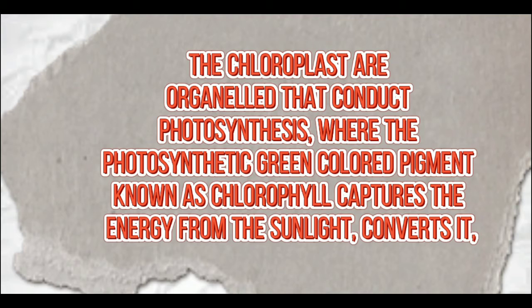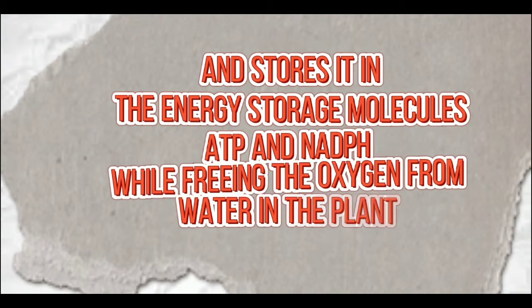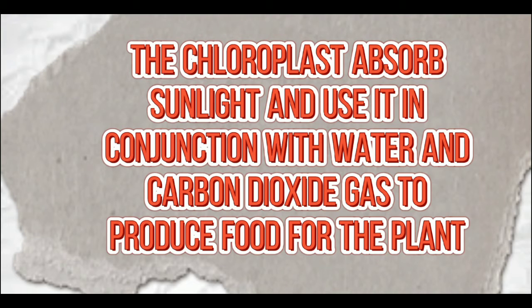The chloroplasts. Chloroplasts are organelles that conduct photosynthesis, where the photosynthetic green-colored pigment, known as chlorophyll, captures the energy from the sunlight, converts it, and stores it in the energy storage molecules ATP and NADPH while freeing the oxygen from water in the plants. Chloroplasts absorb sunlight and use it in conjunction with water and carbon dioxide gas to produce food for the plant.